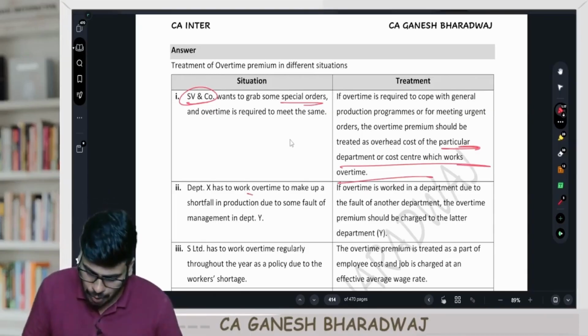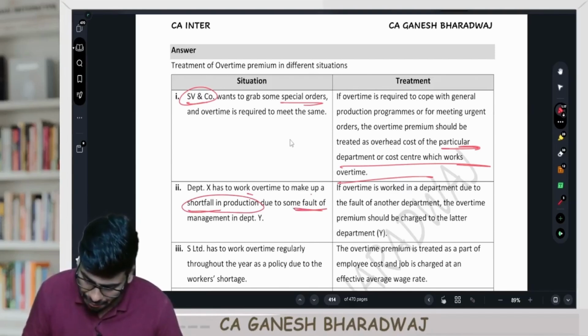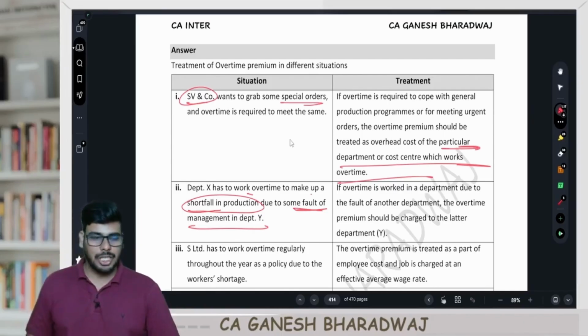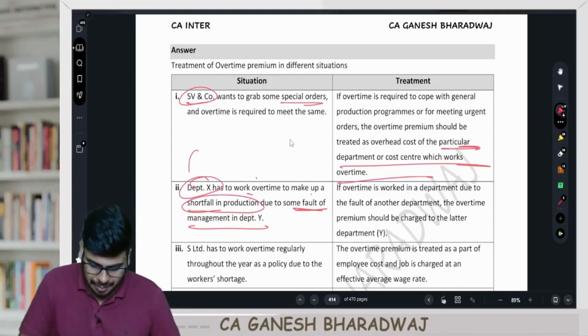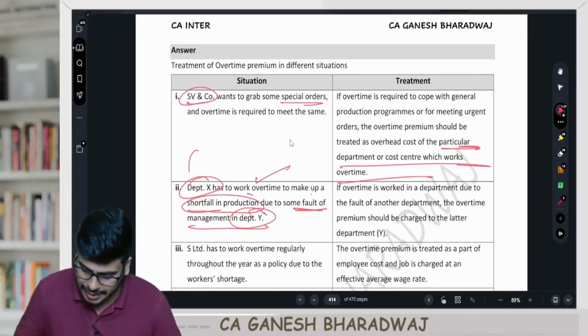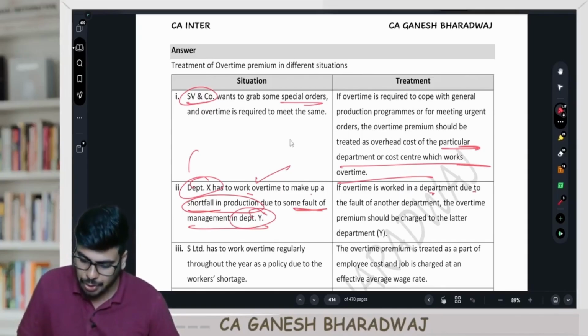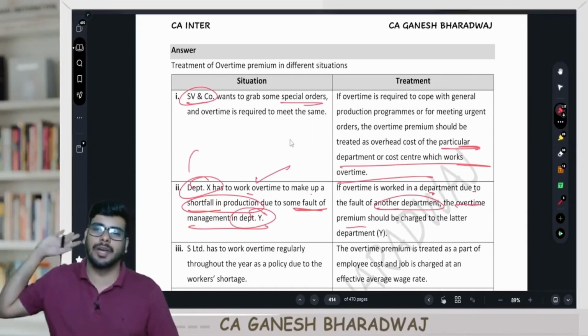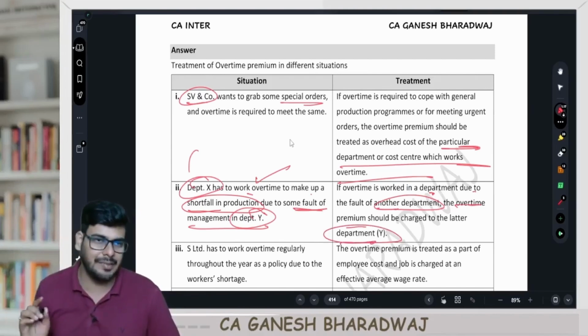Then, it has to work overtime to make up for a shortfall in production due to some fault of management in department Y. What will you do? In this case, they have clearly given it for one department's fault, right? If my department is department X, it is made to work overtime for the fault of department Y. See what they are saying. If overtime is worked in a department due to the fault of another department, the overtime premium should be charged to that other department Y and leave it there. Here they are just leaving it like this.